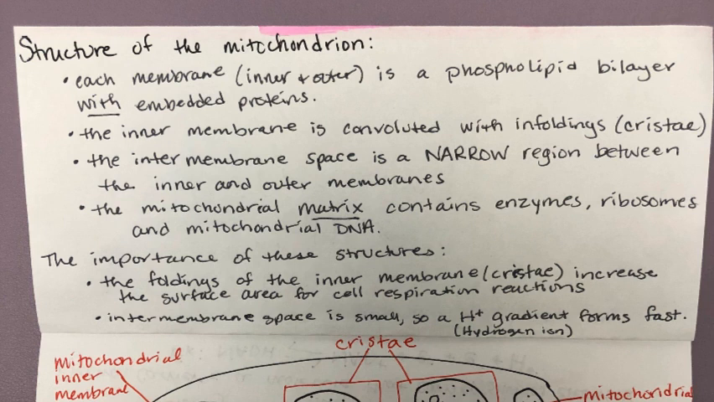The mitochondrial matrix contains enzymes, ribosomes, and mitochondrial DNA. So we labeled both mitochondrial DNA and the ribosomes inside of the matrix. Why are these structures important? The foldings of the inner membrane, the cristae, increase the surface area for cell respiration reactions, and the intermembrane space is small, so a hydrogen ion gradient forms very fast.